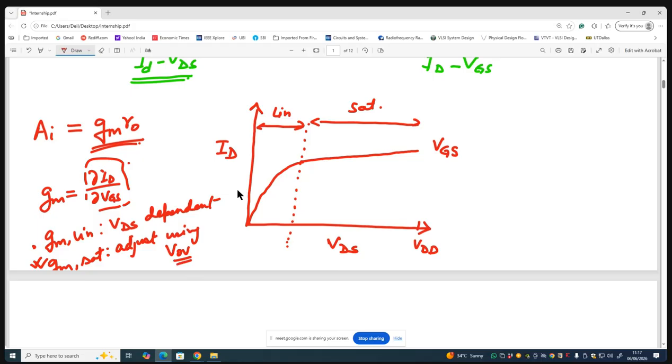So we have discussed this gm term. Let us come to this ro term. Okay, so ro will be actually what? The small signal parameter ro is given by... do you agree?